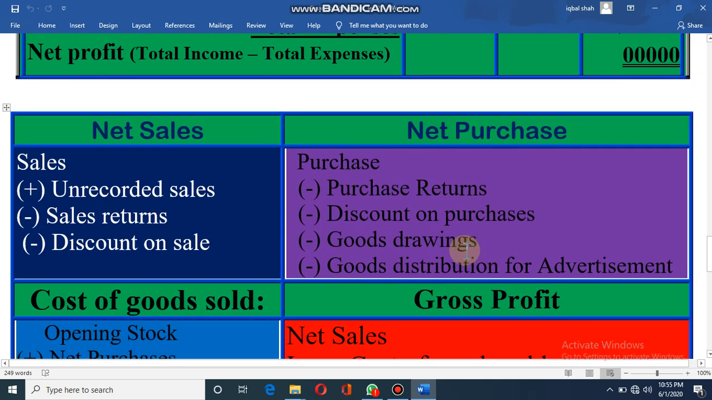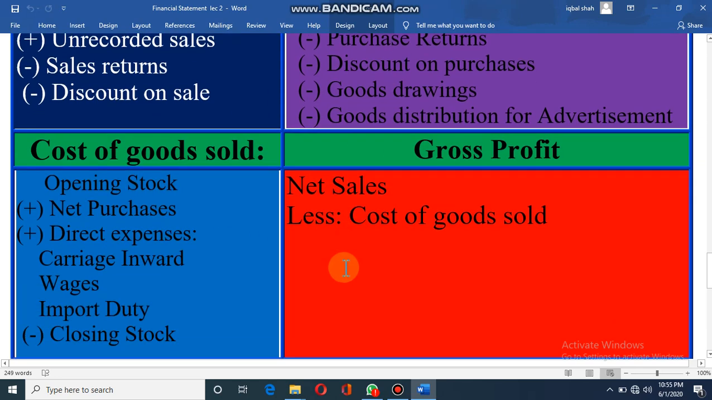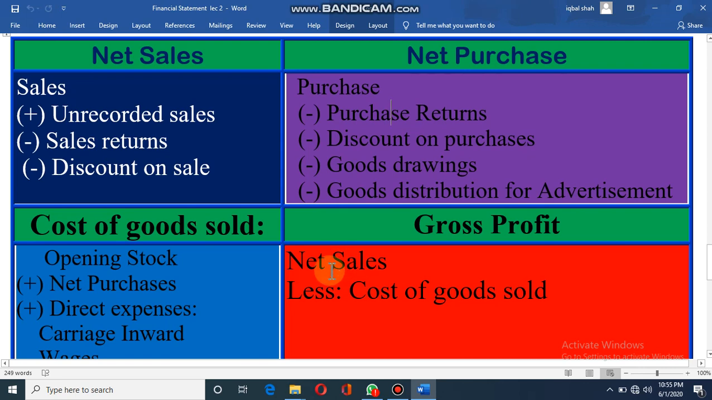Dear student, in the creative base, look at 2 marks from this net sales, 2 marks from net purchase, 4 for cost of goods sold, 4 for gross profit. If you can learn, you may get 12 marks from this. So this is very important. And again I would like to tell how you'll find out net sales. Net sales means sales plus unrecorded sales minus sales return minus discount on sales. Dear student, I am telling all information will be in the question. Just you will find out and you will add and subtract it. Then you will find out the net sales.